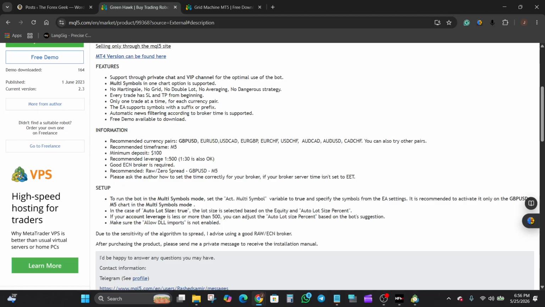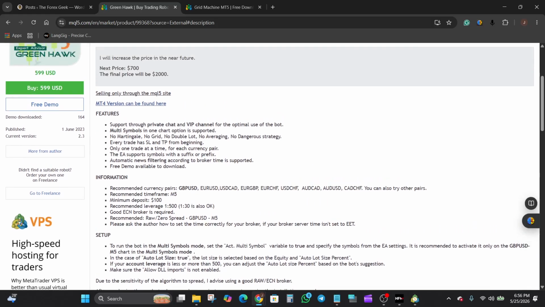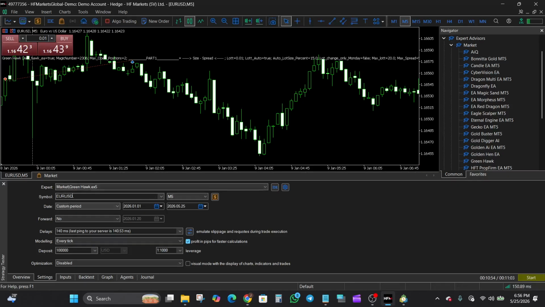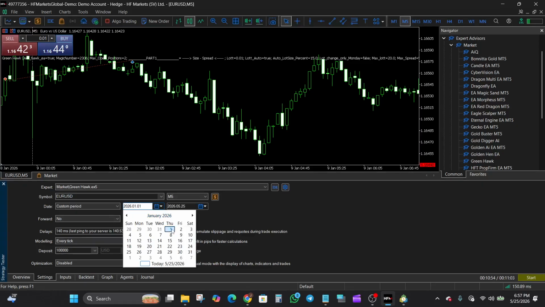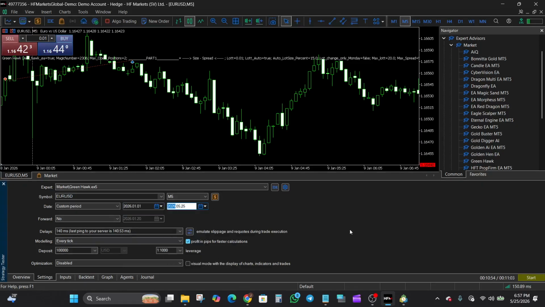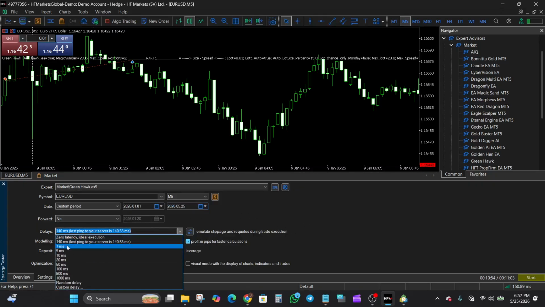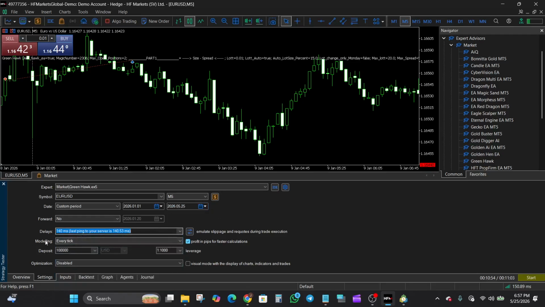Okay, we are going to be heading over to the strategy tester right now so that we can test the GreenHawk EA, and we're just going to be using one of the recommended currency pairs and the recommended time frame. So here we go. We are testing the GreenHawk EA on EURUSD on the M5 time frame. So we are running the test from the beginning of the year, 1st January 2026 till date, so that we can get reasonable data for the backtesting. And as for the delays, we are using the last ping to the server, and we are using the every tick modeling, for accuracy. So the test has been completed.